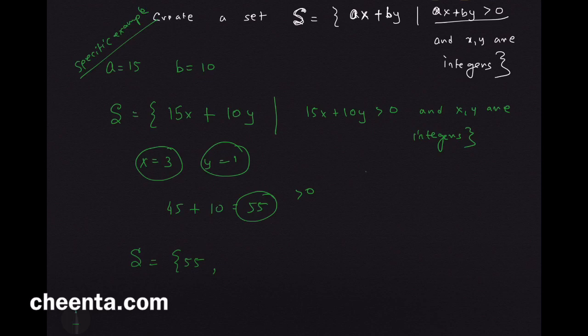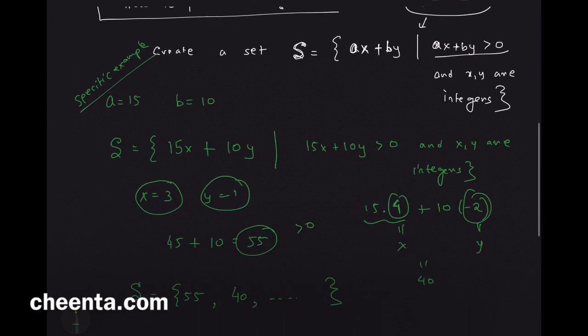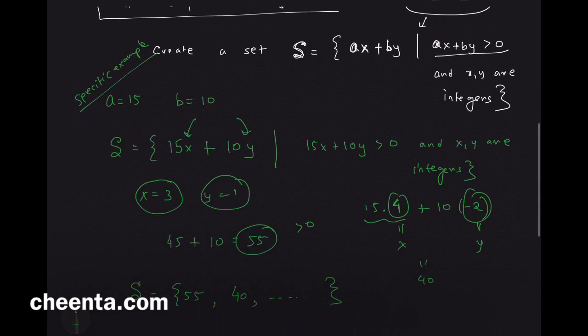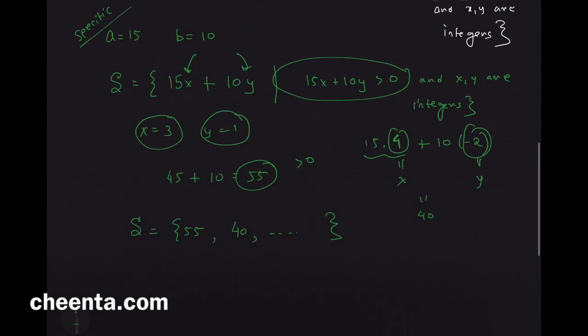What else will S contain? Well, maybe you can put x equals 4, y equals minus 2. Maybe that also works, because this is my x, this is my y. The only condition is this sum should be greater than 0. So this is 60 minus 20, which is 40. So 40 is also inside this set. Like this, we plug in the values of x and y, check if it is greater than 0, and then put that number inside this set. This is how we are creating this set S.